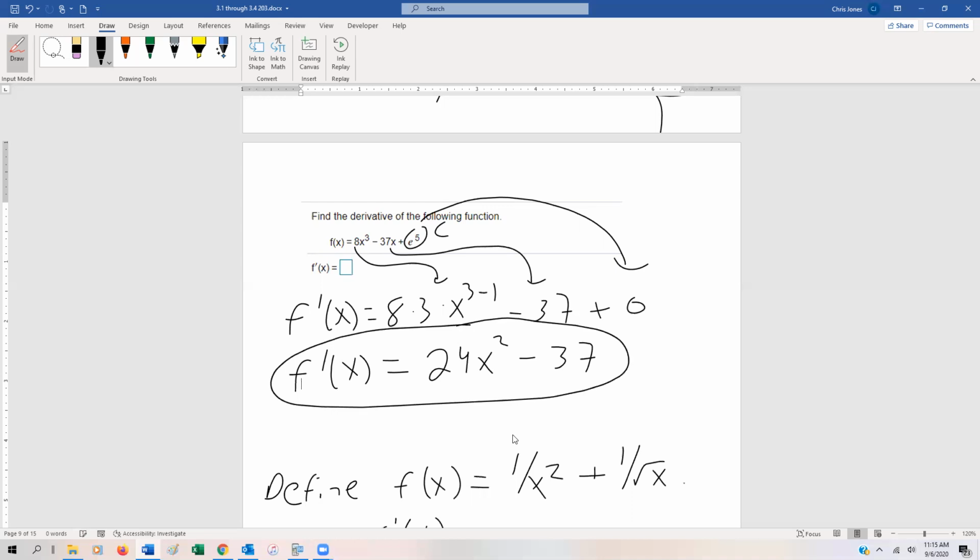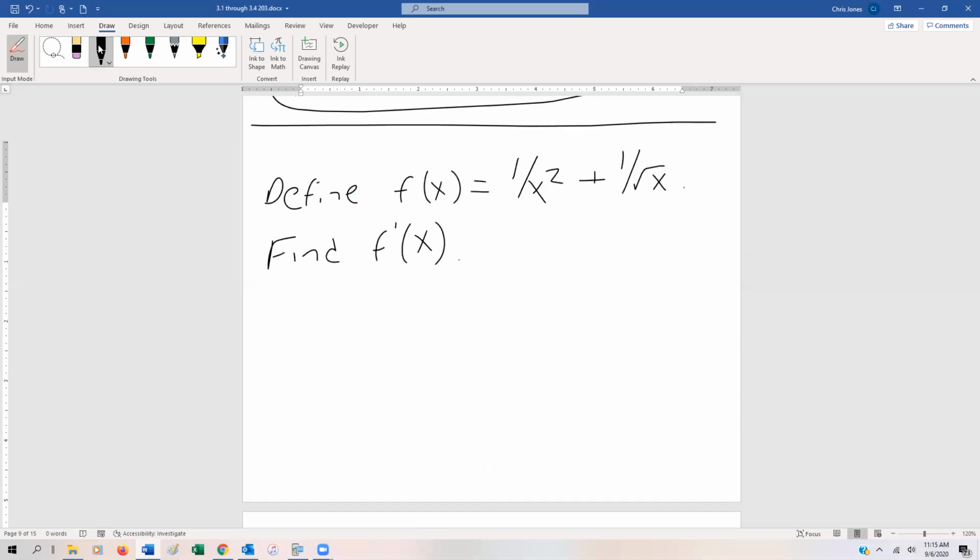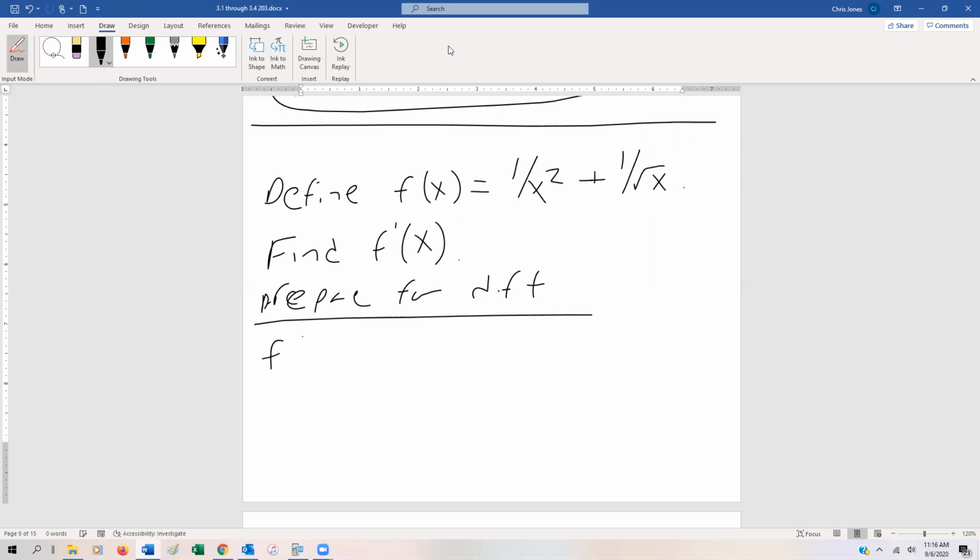Just be careful with that whenever you start to see some of these rules. This next one wasn't in my math lab. However, it's an important problem for everybody to understand the technique to find the derivative of this sort of rational function. We have a function 1 over x squared plus 1 over root x, and we want to find the derivative. To do that, we actually have to prepare this for differentiation. We are not going to find the derivative yet. We are just going to rewrite the function.